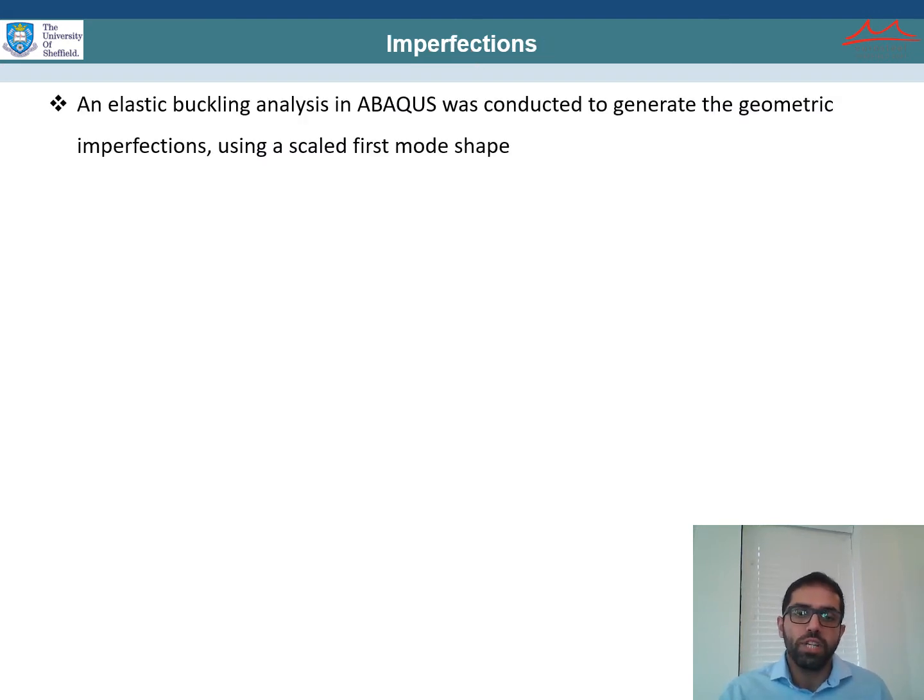To model the imperfection, we have used the results of elastic buckling analysis in Abaqus. The first buckling mode shape obtained from the elastic buckling analysis was scaled and incorporated as the initial shape of the imperfection.